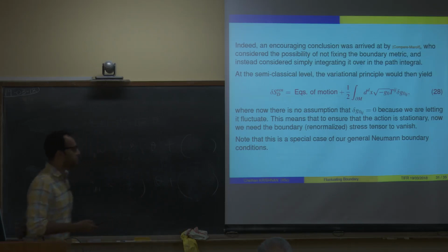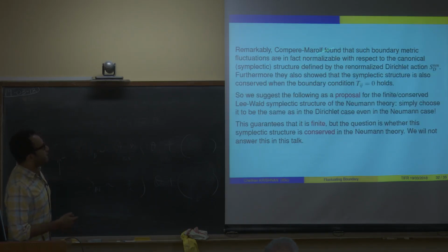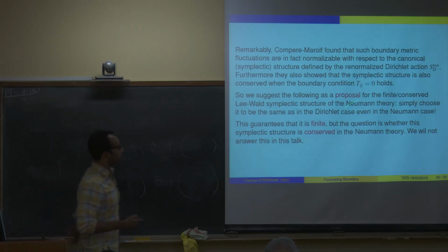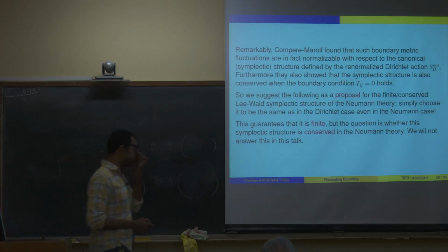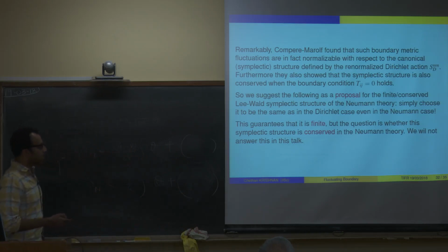So this is what Abhijit was just saying. So I'll just go ahead. And yeah, for the Tij equal to 0 case, they find a symplectic structure which is both finite and conserved, and that's their definition of a normalizable mode, and that works.